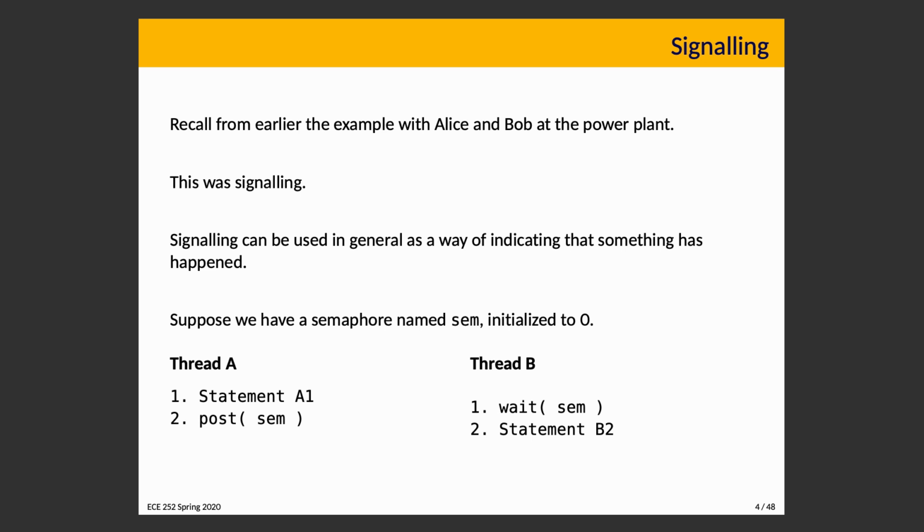So consider the situation shown on the slide. We have a semaphore. The semaphore is excitingly called sem, and it has an initial value of 0. And we have thread A and we have thread B. On the left, thread A does statement A1, does post on semaphore, and thread B does wait on semaphore, followed by statement B2. Okay. So we've got a pretty simple thing worked out.